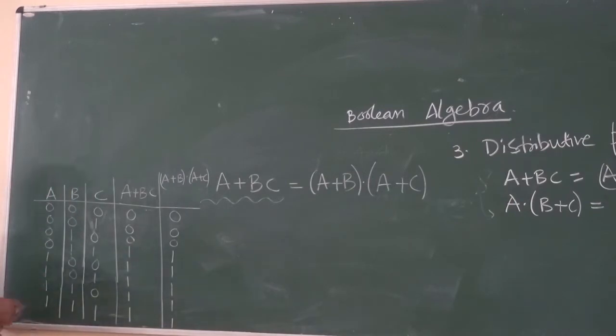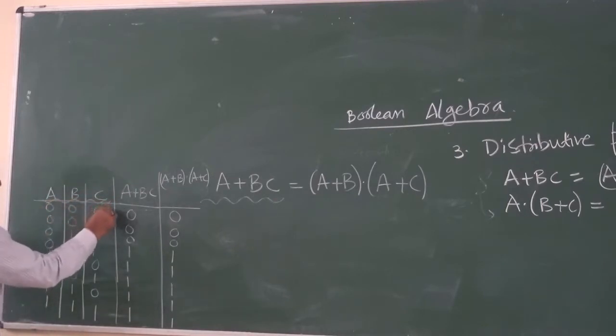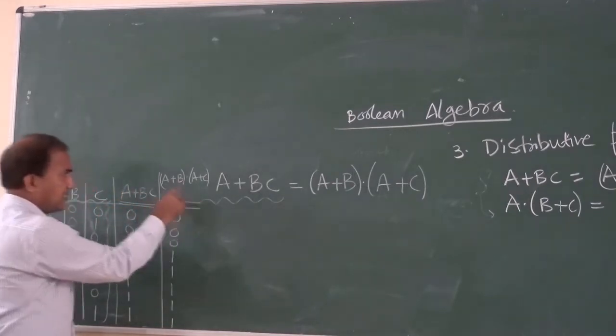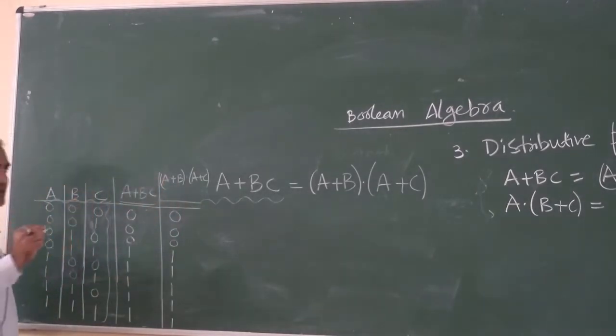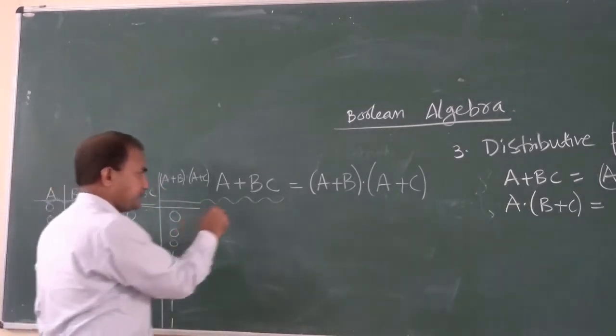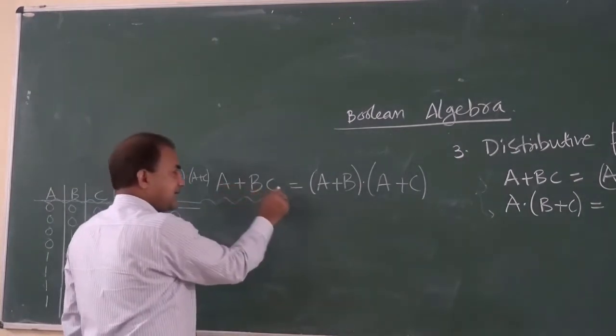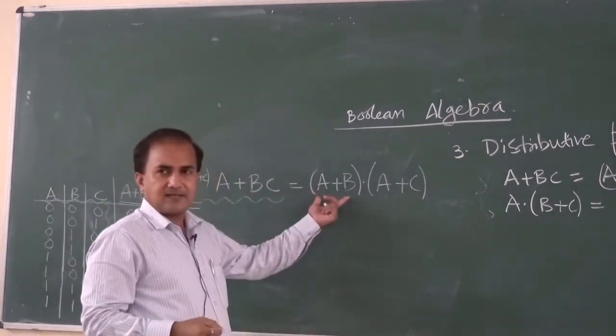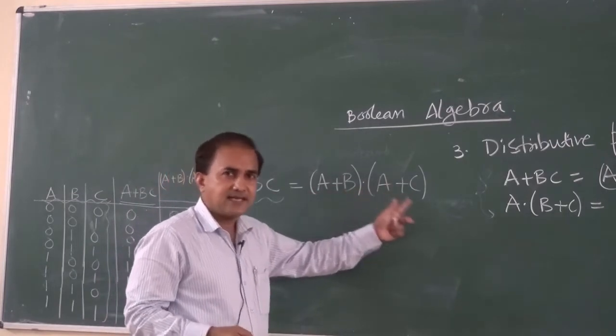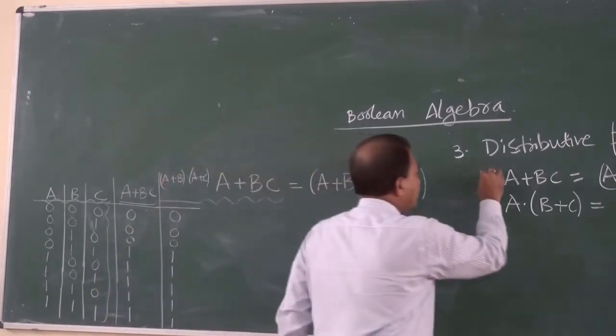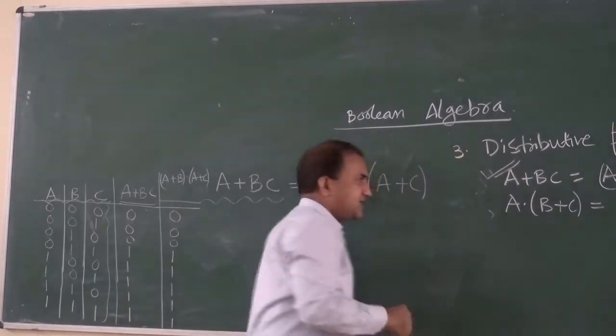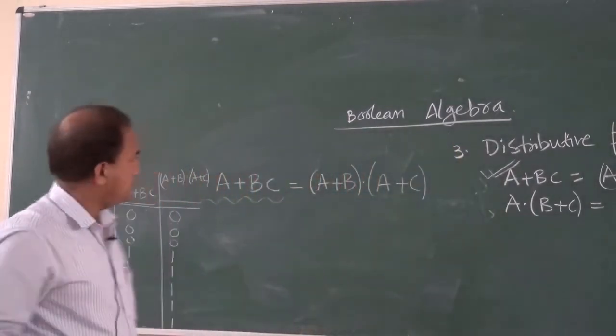So from this truth table, you can see that for all the possible input combinations, A plus BC is always equal to A plus B into A plus C. In this way, you can prove this. You have proved this.